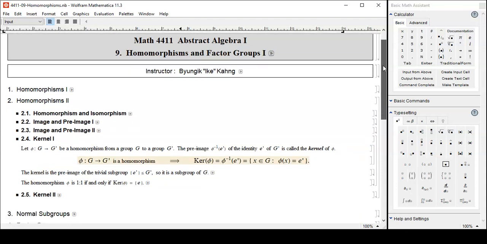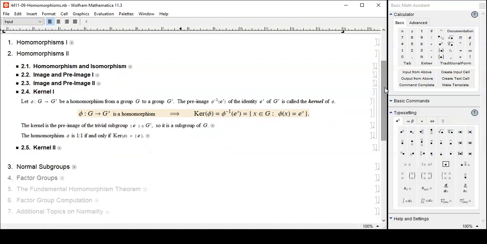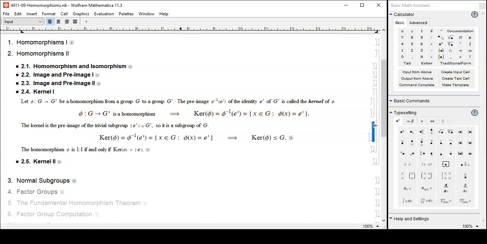Previously we defined kernel. Let phi be a homomorphism from a group G to another group G prime, then the preimage of the identity element e prime of G prime is called a kernel. In other words, an element of G belongs to the kernel means the function value of that element is e prime. And then we proved that the kernel is always a subgroup of G.